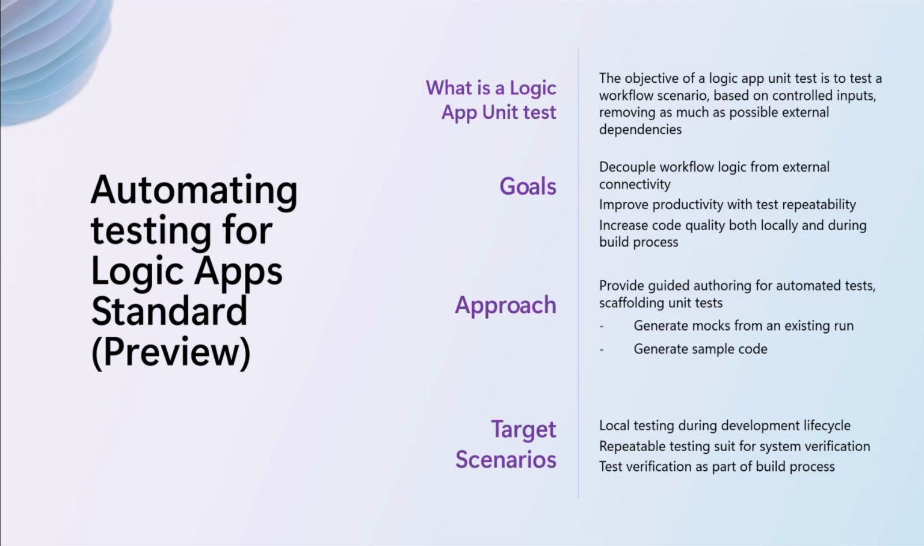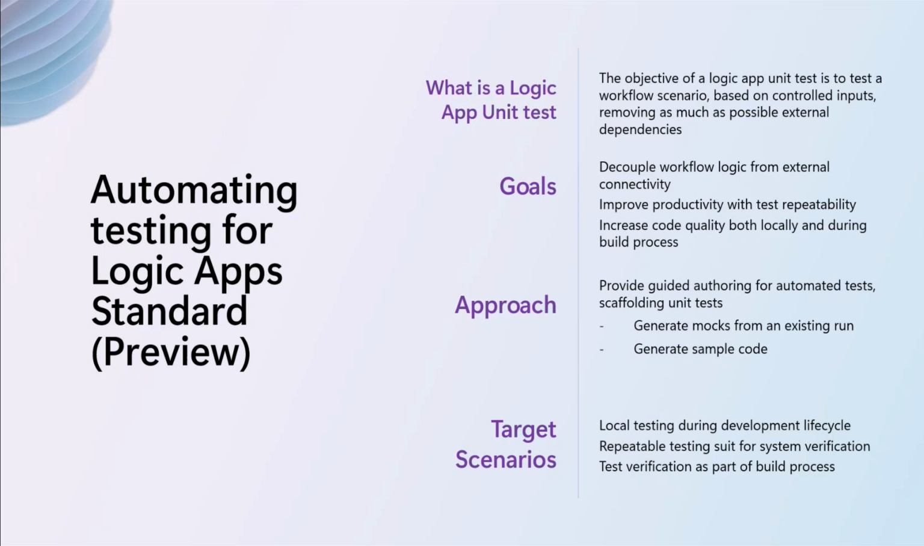We're talking about testing a workflow scenario, because the only thing that makes sense for Logic Apps to test is this: if your workflow has multiple branches or multiple variations depending on the data that you pass, how can I automate testing all those different paths or different data combinations, removing as much as possible all the external dependencies?